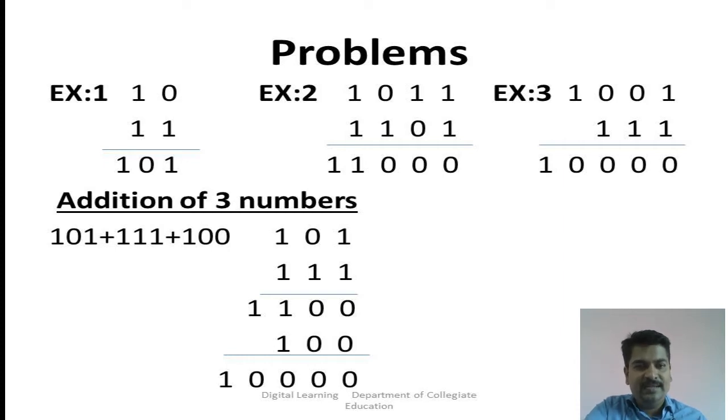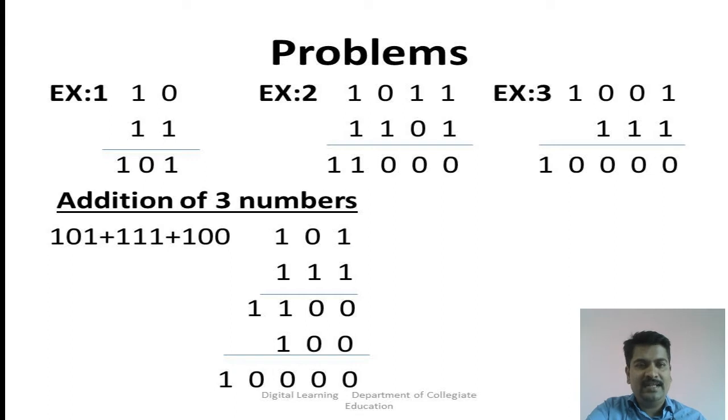And this 1 will be added to this one. Again this will be 10. I'll write only 0. This 1 goes here. Now 1 plus 1 plus 1 will become 3. 3 in binary means 11. So finally we have to write 11 here. So the answer will be 11000.